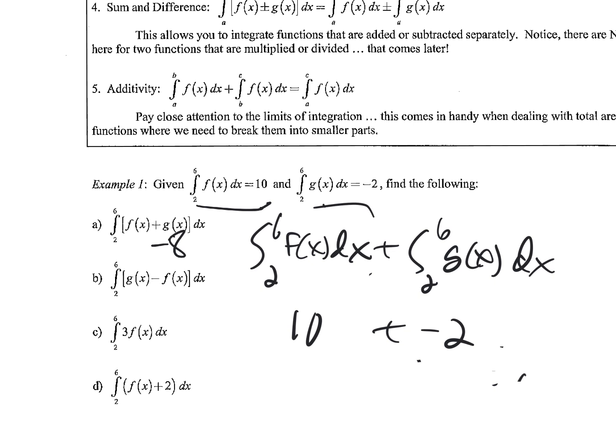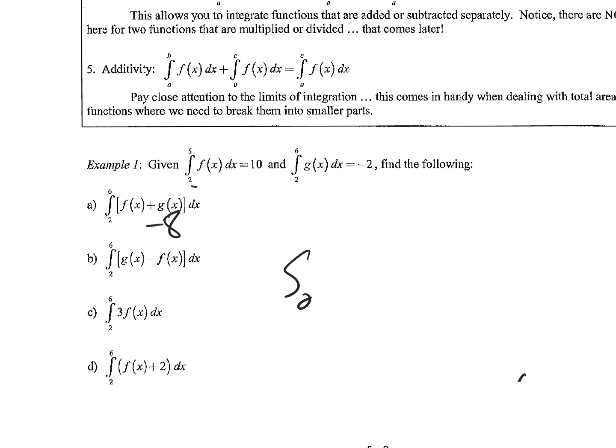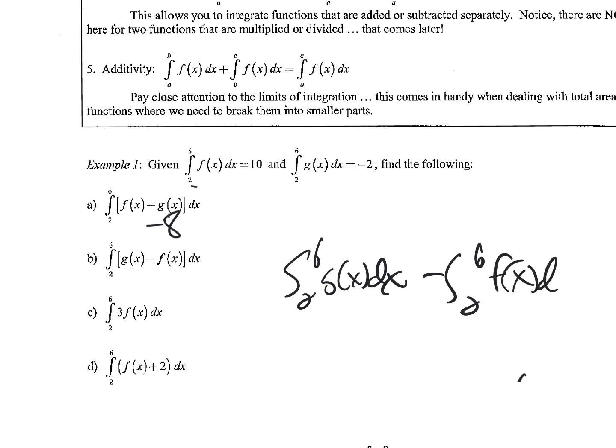For this next one, we're reversing it. G of x comes first, and we're subtracting. So what am I going to do with that? We're saying the integral from 2 to 6 of g of x dx minus the integral from 2 to 6 of f of x dx. So this is -2, and that's 10. So -2 minus 10 is -12.